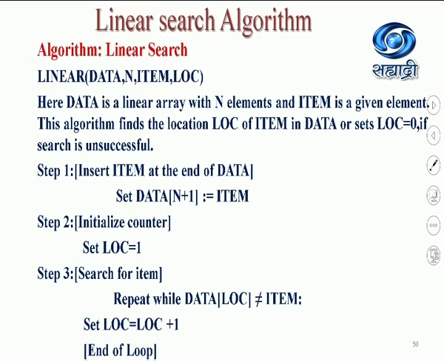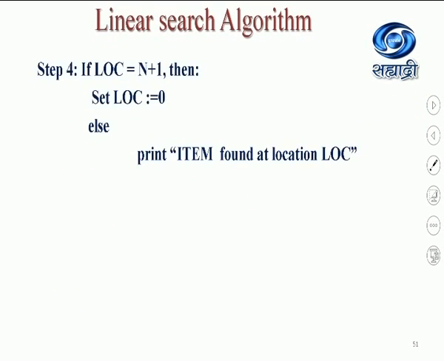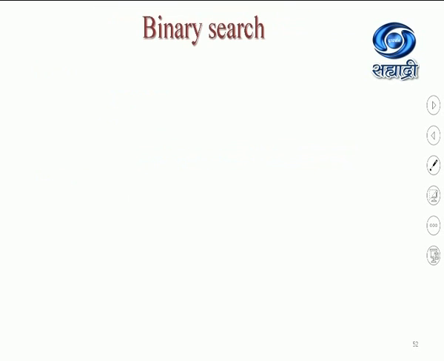You repeat these steps, the comparison step and update counter step, till you get the element. While doing that, if LOC is set to n plus 1, it means that your element is not present. At that point LOC will be set to 0. Otherwise it will print item found at location LOC, where you get the element. Then the last step is the exit.